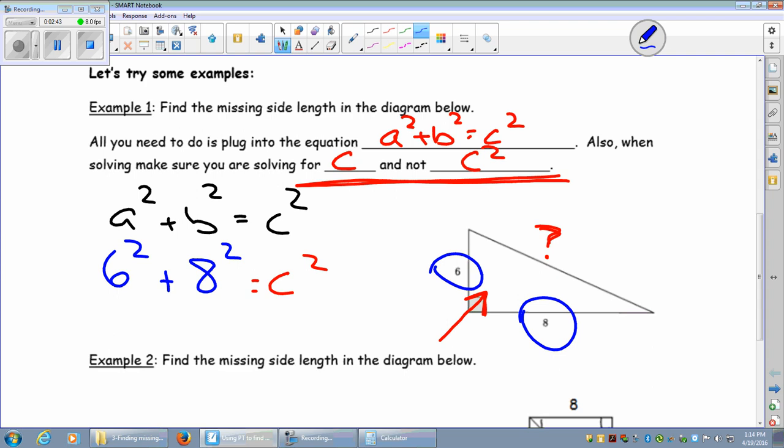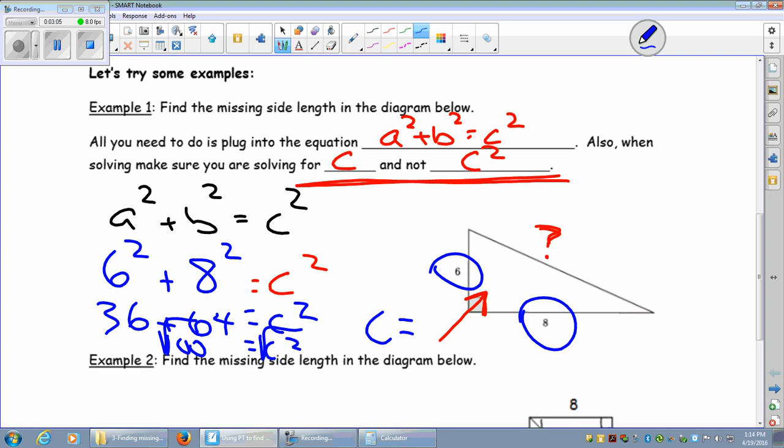So I got 6 squared, which is 36. 8 squared, which is 64, is equal to c squared. And again, I'm going to simplify this a little bit more. And instead of saying 36 plus 64, I'm going to say 100 is equal to c squared. So now when I take the square root of both sides, I end up getting that c is equal to 10.